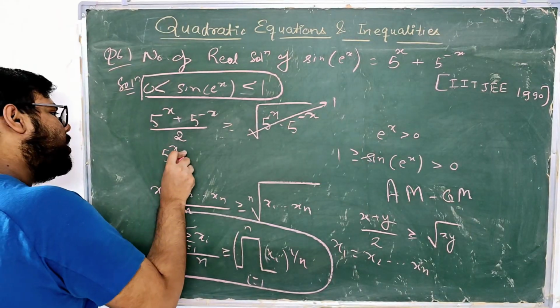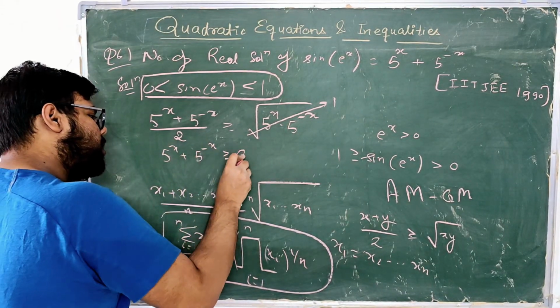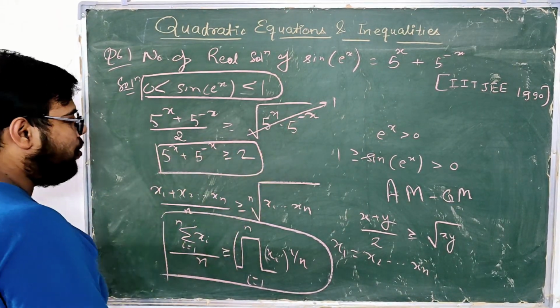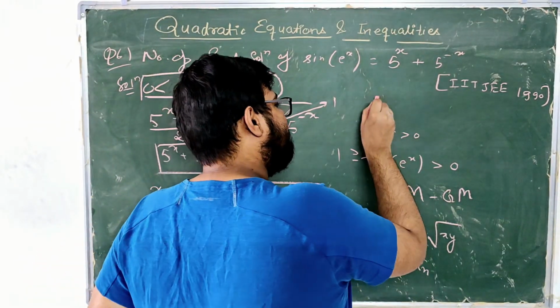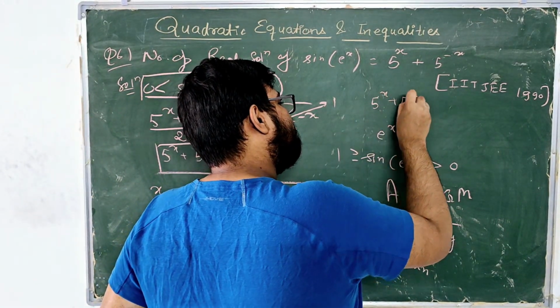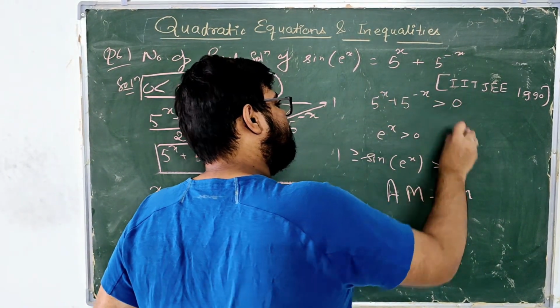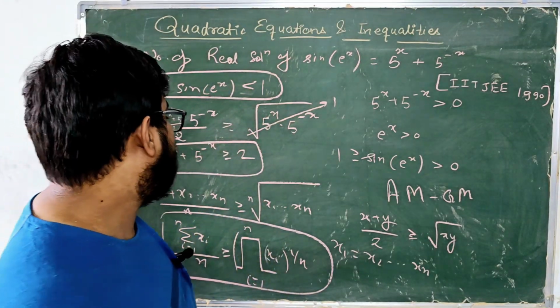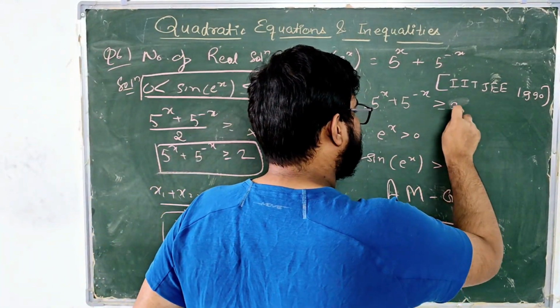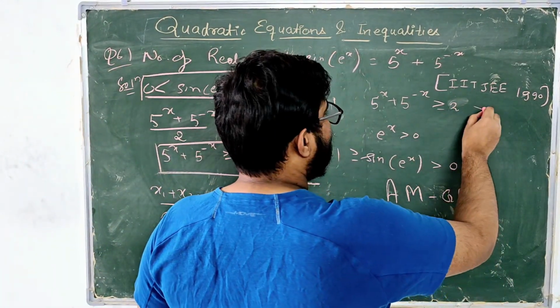So we have 5 raised to power x plus 5 raised to power negative x is greater than or equal to 2, which means that 5 raised to power x plus 5 raised to power negative x is greater than, sorry, is greater than 2, which of course is greater than 1.